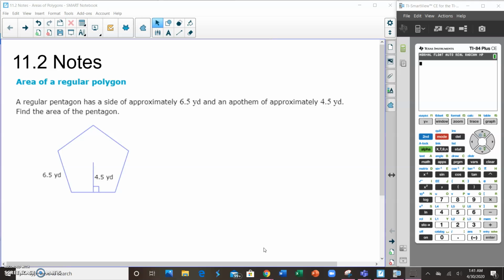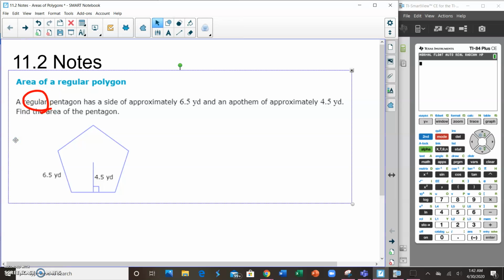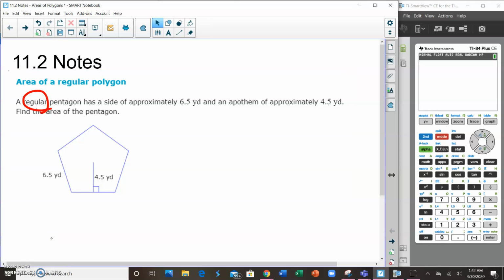All right, so it says a regular pentagon has a side of approximately 6.5 yards. Now, what does that word regular mean? The word regular means that all the sides and all the angles are the same. So that word regular is super important. And all the polygons we're going to do are going to be regular. So that will make it easier. But that means all of the angles and all of the sides are the same.